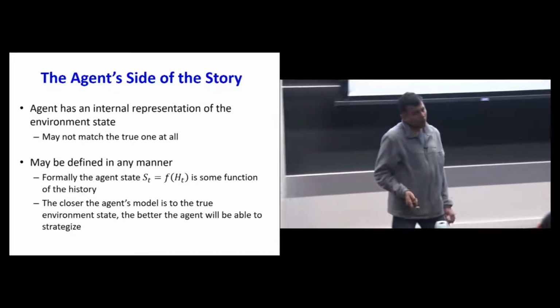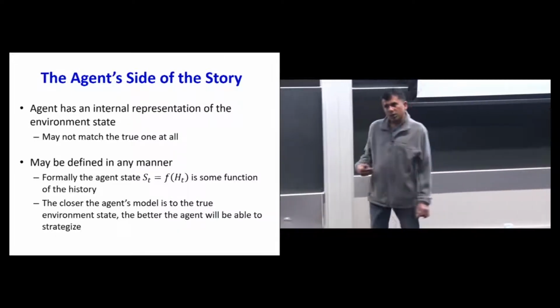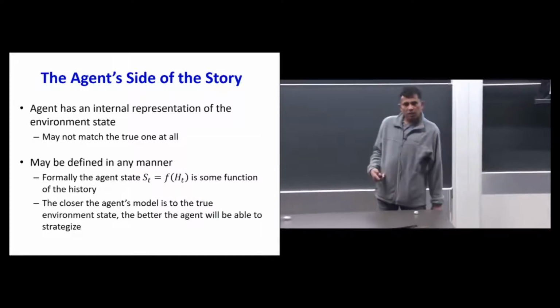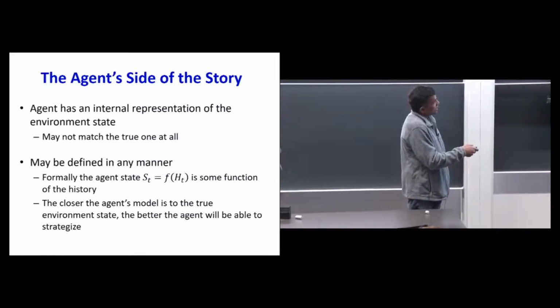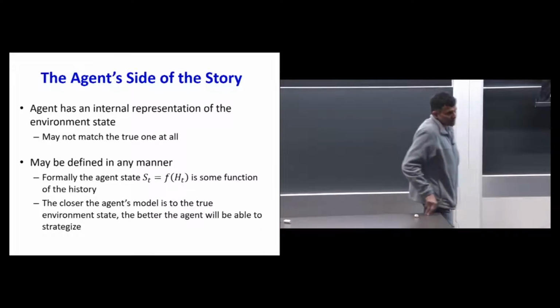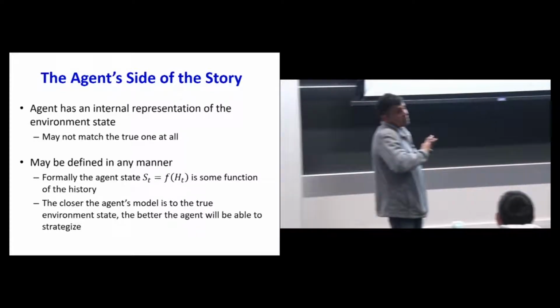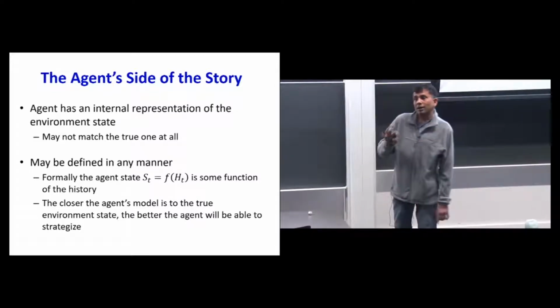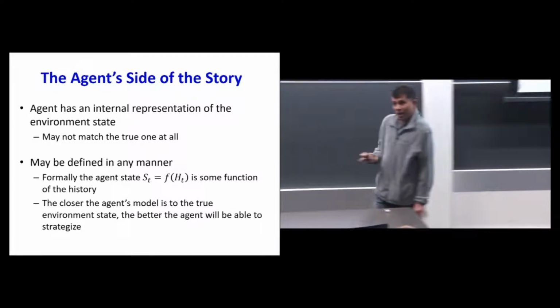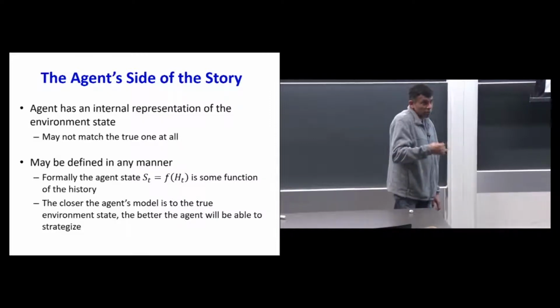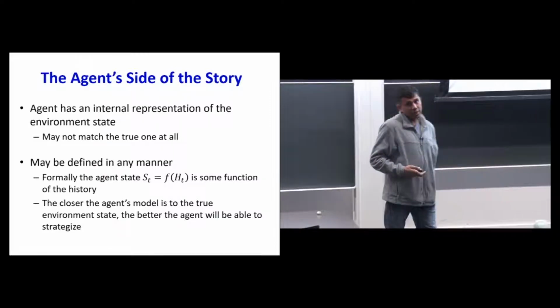And so formally, the way the agent is going to define the state is going to be dependent on the history that the agent has observed. So the agent state is some function of the history. It's the agent's model of the environment, which may be different from how the environment actually behaves. And the gap between the two is going to lead to suboptimality in the agent's choices.